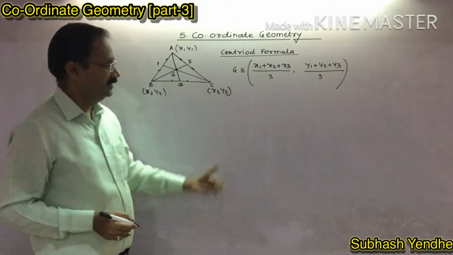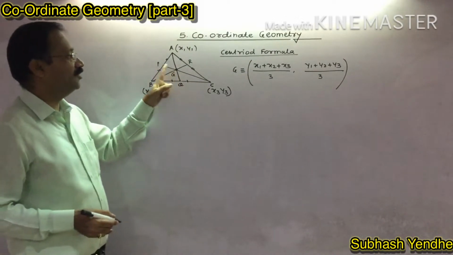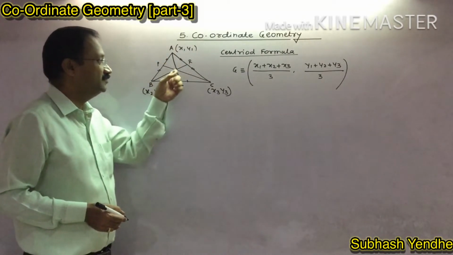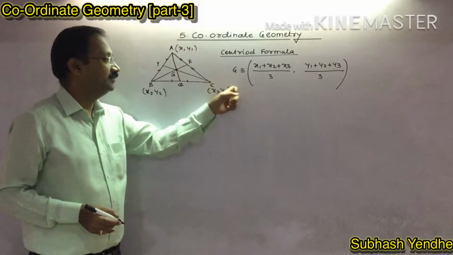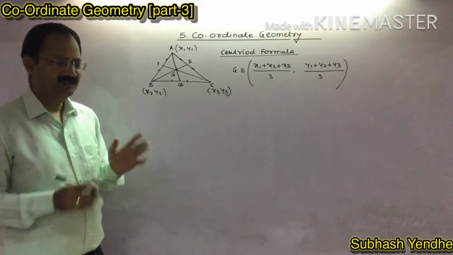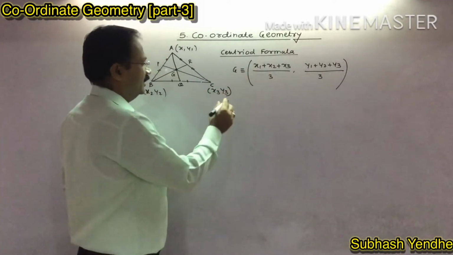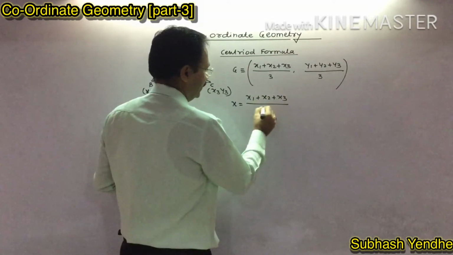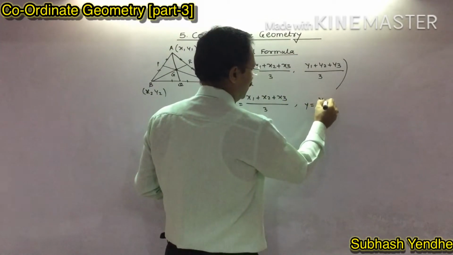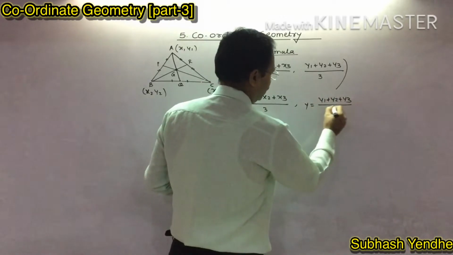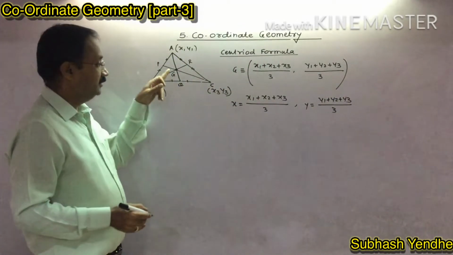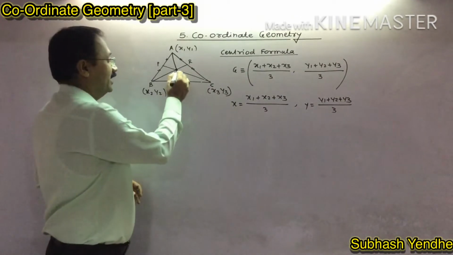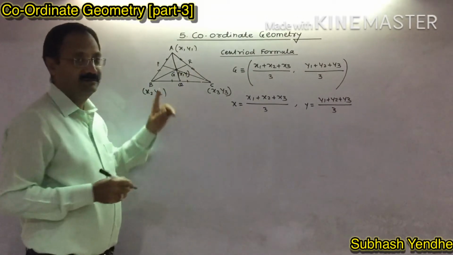But again remember that if the coordinates of the centroid are given, suppose A's coordinates are given, B's coordinates are given, and the centroid's coordinates are given, and then you have to find out the coordinates of C, how can you find it? Simple method. Just split this formula. Write it like this: x equals x1 plus x2 plus x3 divided by 3, and here y equals y1 plus y2 plus y3 divided by 3. Remember, if the coordinates of the centroid are given, then you have to use this formula, and its coordinates are always x and y.